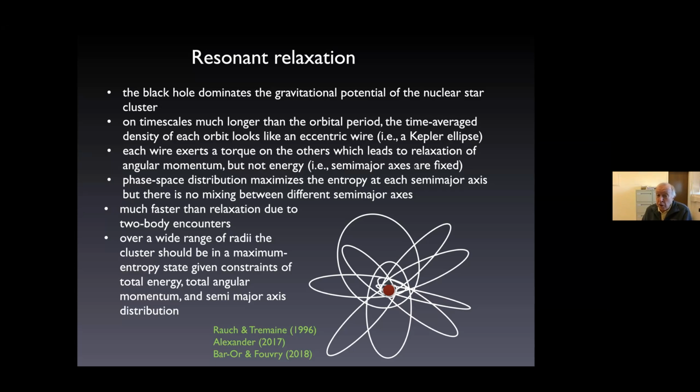In a Keplerian potential, the energy depends only on the semi-major axis. So a simpler way to say that is that in resonant relaxation, the semi-major axes are fixed. Subject to the constraint that the semi-major axes are fixed, relaxation will try to maximize the entropy of the stars at each semi-major axis. It does so much faster than relaxation due to two-body encounters, and that implies that over a wide range of radii, you might expect that the cluster should be in a maximum entropy state. And the difference from standard relaxation is that the constraints are not just the total energy and total angular momentum, but also the semi-major axis distribution.